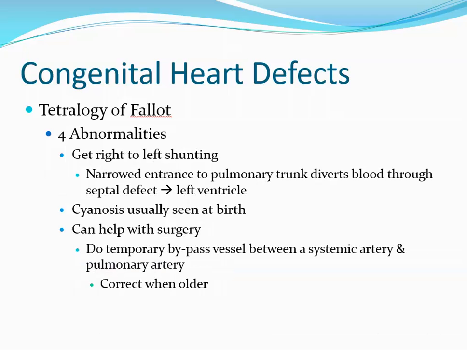You will get a right to left shunting. Because of the narrow entrance to the pulmonary trunk, blood will be diverted through the septal defect into the left ventricle. Cyanosis usually is seen at birth. This can be helped by surgery. They would insert a temporary bypass vessel between a systemic artery and the pulmonary artery, and then correct the defect when the child is older. Without surgery, death will occur in infancy.